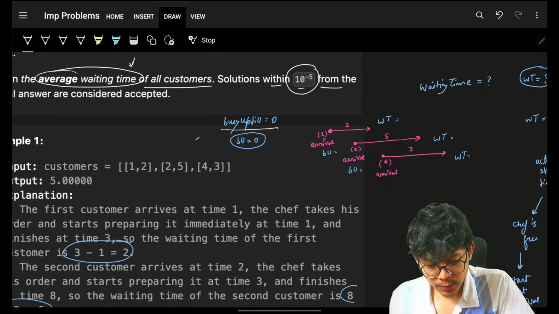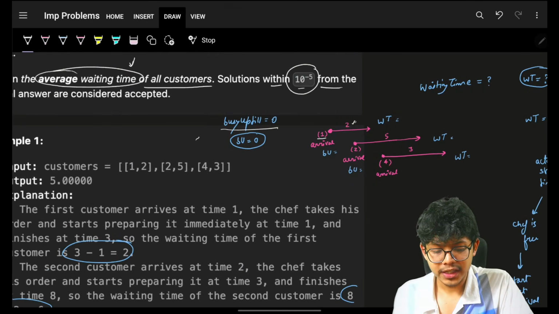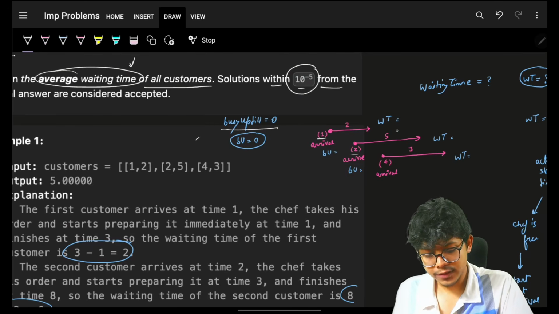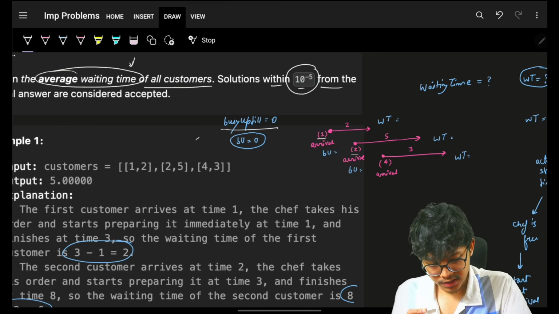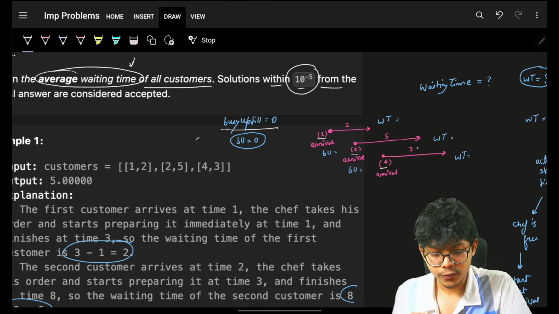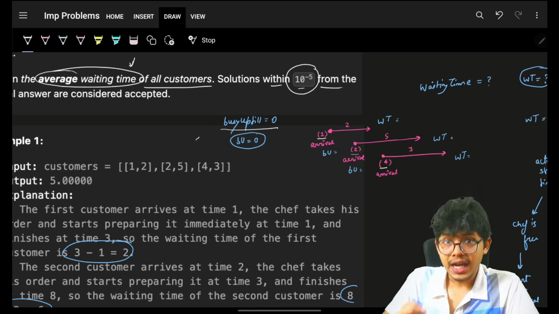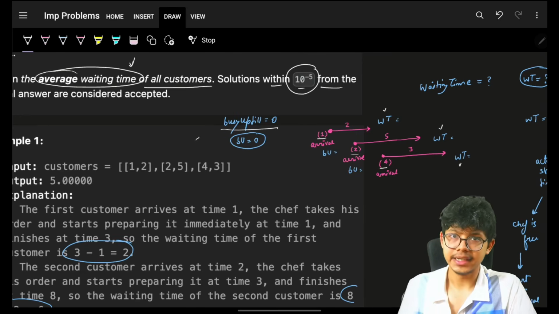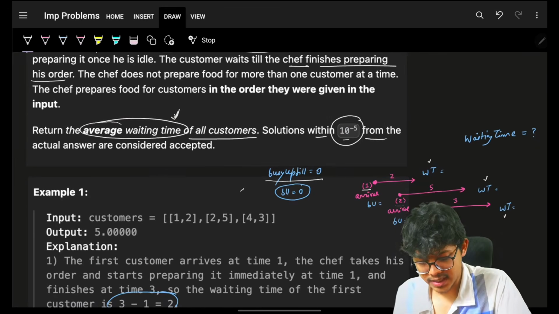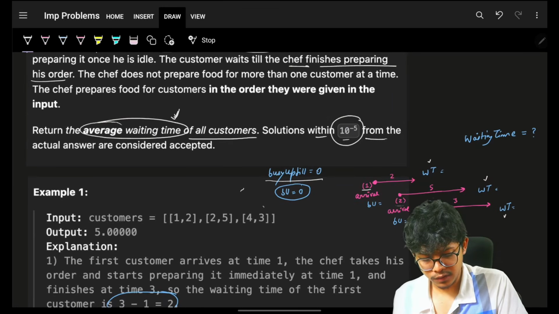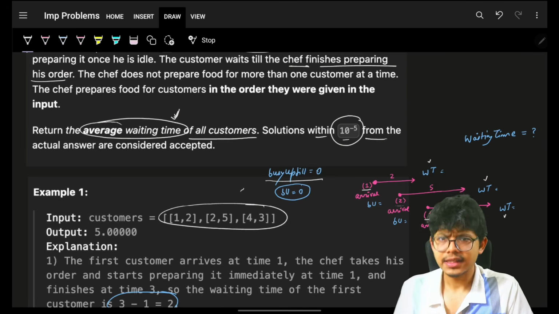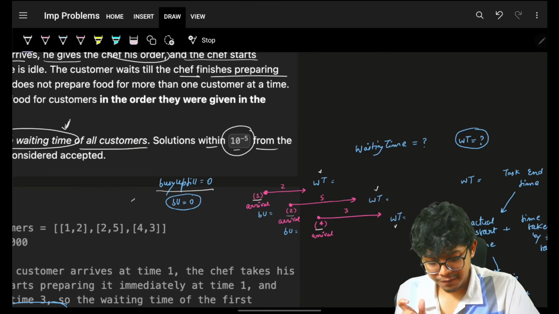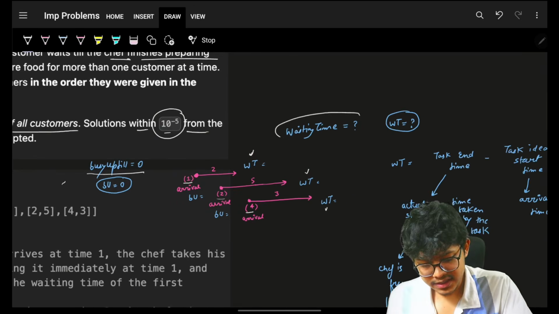Okay, the first customer came at time 1, his food will take 2 units of time. The second customer came at time 2, his food will take 5 units of time. The third customer came at time 4, his food will take 3 units of time. For every customer, I will have to find the corresponding waiting time, take the sum of the waiting times and divide by the number of customers, which is 3 in this case. That will be my average. So the prime aim is finding this waiting time.